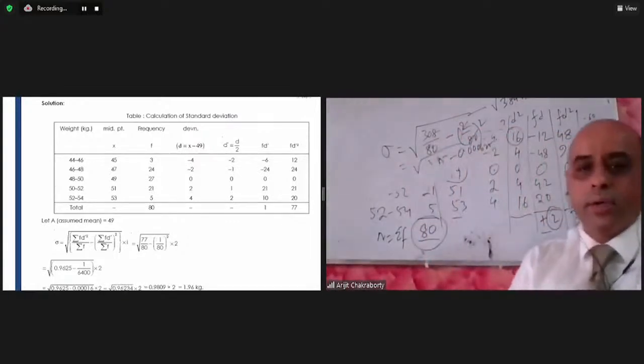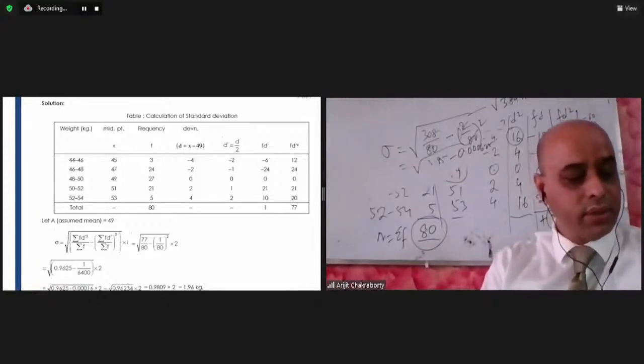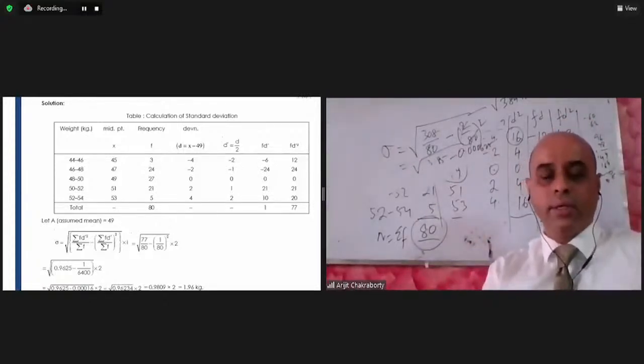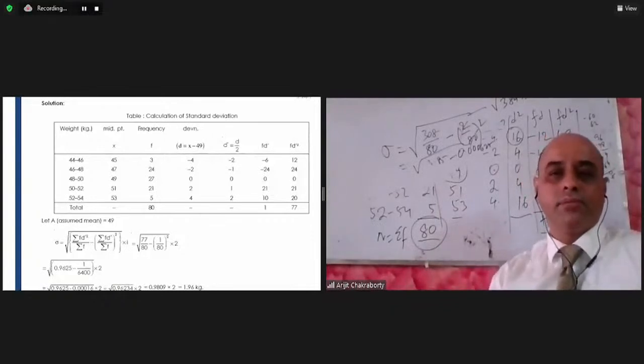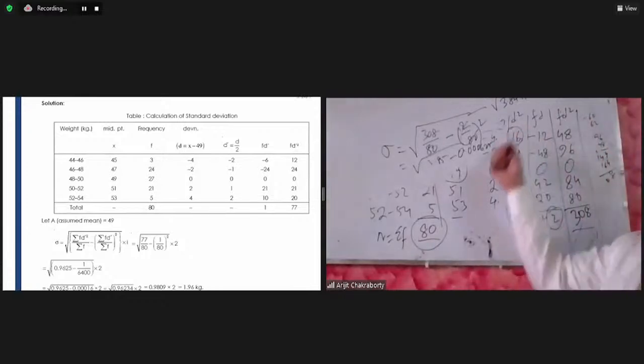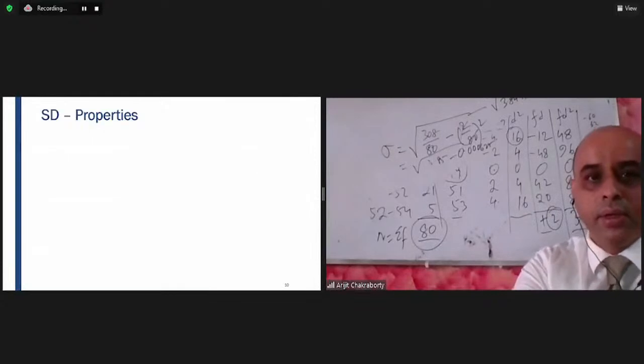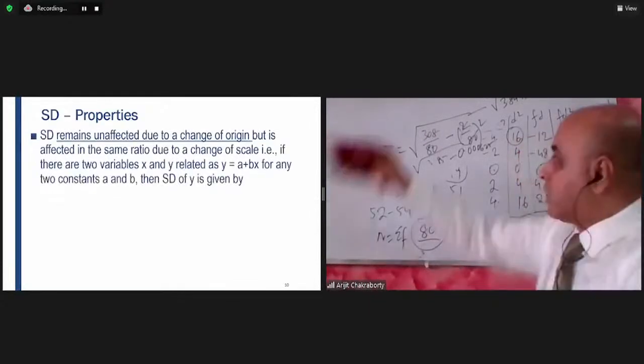Because whichever formula we use, ultimately the answer will be the same. In one case, we are dividing by the class interval; in some cases, we may not. Here, of course, if you divide by the class interval, the numbers become small. Here, the numbers are bigger because I have not taken the class interval. Okay, so that's it about standard deviation.